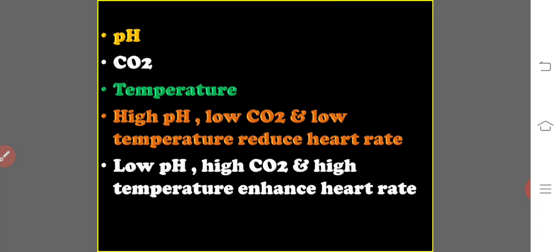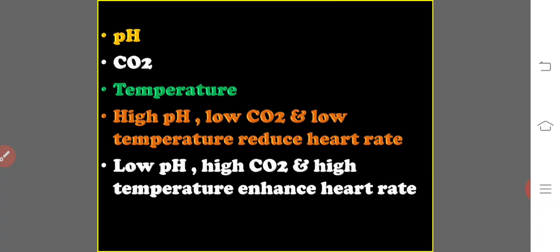Okay. Finally, at the end, what we have to remember is the sympathin, which is produced from the nerve endings of the sympathetic nervous system, that enhances the heart rate. Second point, the acetylcholine, which is released from the parasympathetic nerve endings, reduces the heart rate, slows down the heart rate. Then the epinephrine and norepinephrine hormones, which are produced from the adrenal medulla, also enhance the heart rate. Thyroxin hormone also raises the heart rate, right?